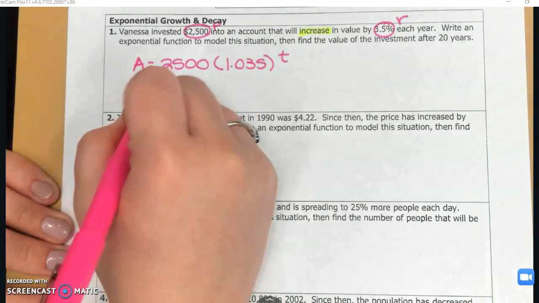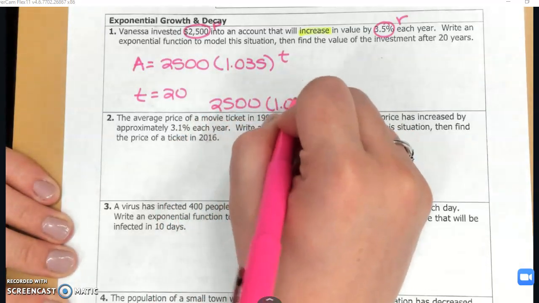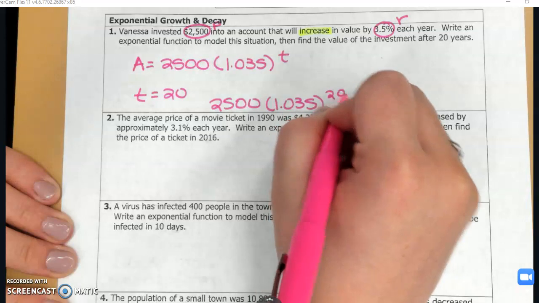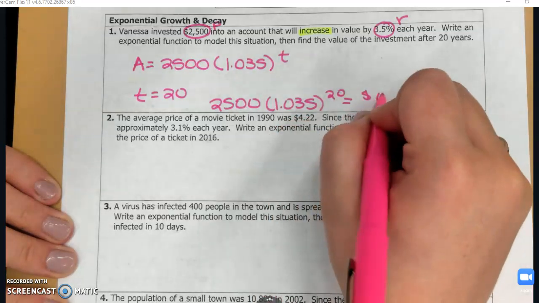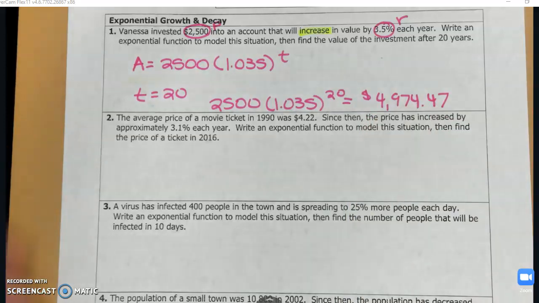Well, in 20 years, let's figure out how much that is. Again, I'm talking about money, so I know I'm rounding to 2 decimal places. It's going to be $4,974.47. Cool beans.